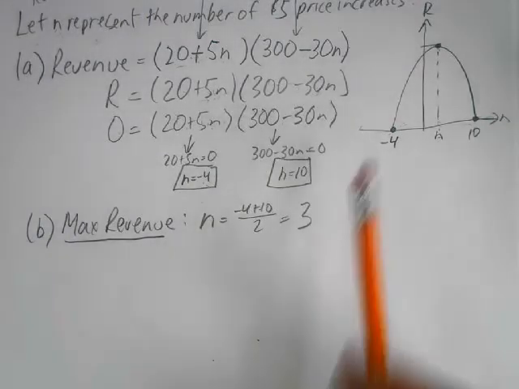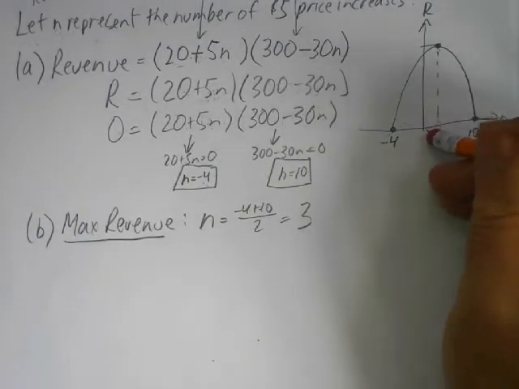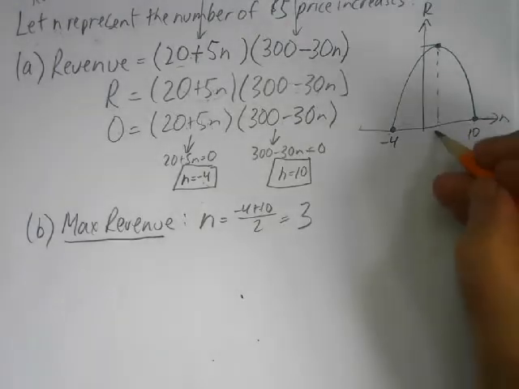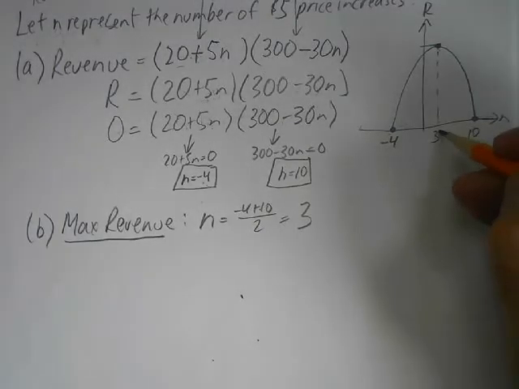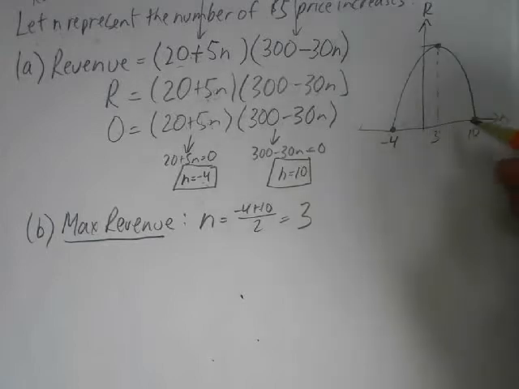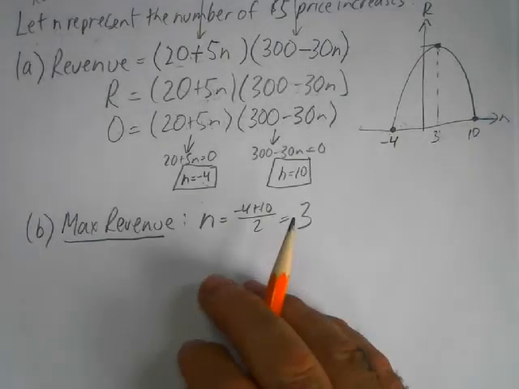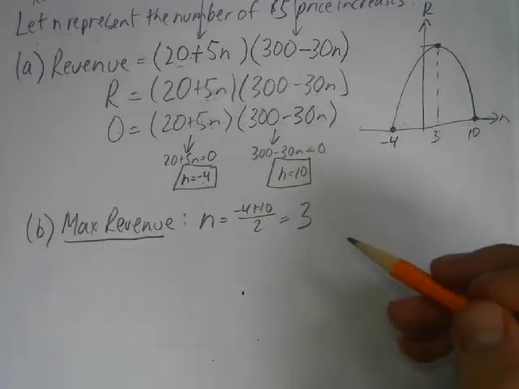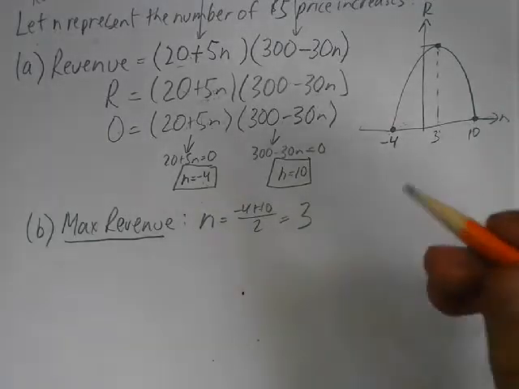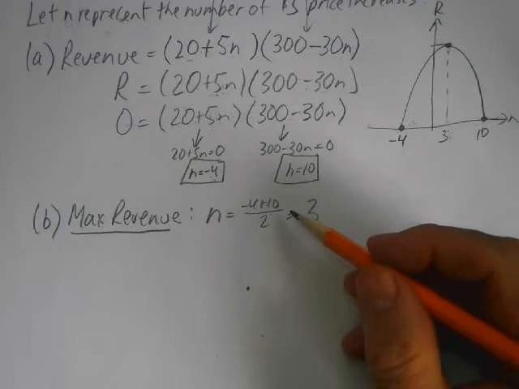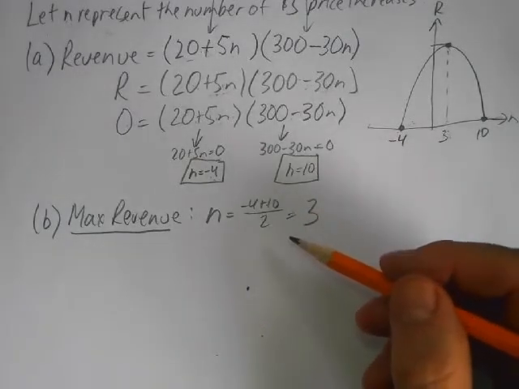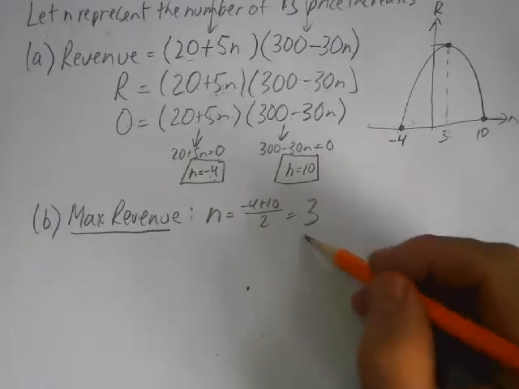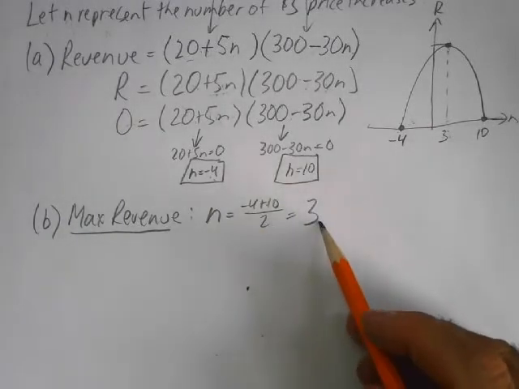Okay, so I can go back to my picture here, and that's going to be 3. So if I increase the price 3 times, that's going to give me the maximum revenue. So I've almost finished the question, and I haven't really done all that much math. Now, these questions can ask a variety of things, so I'm going to answer all the possible things that they might ask. So that's how many times we will increase the price by $5.